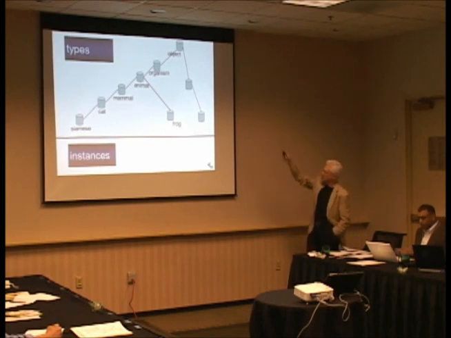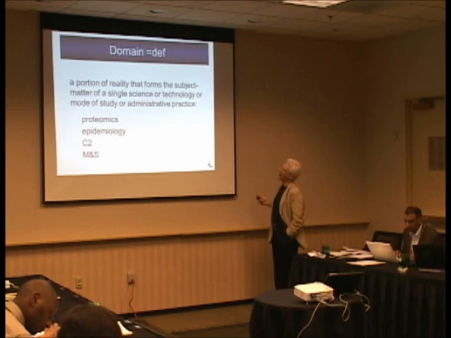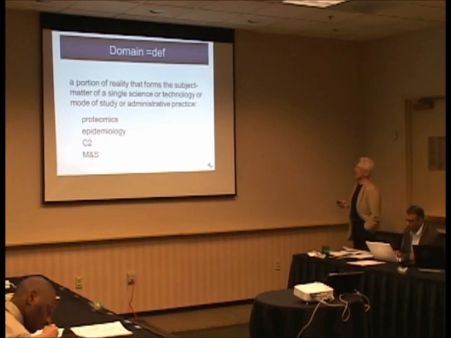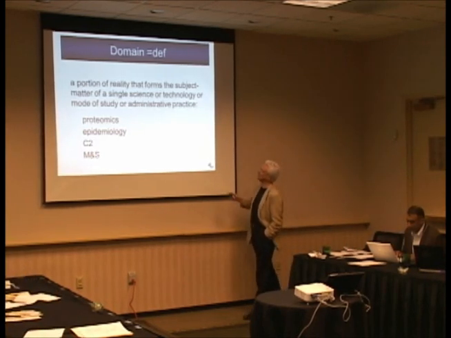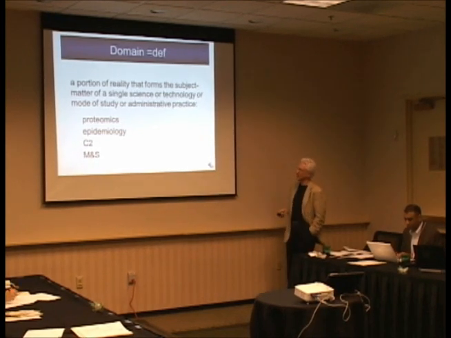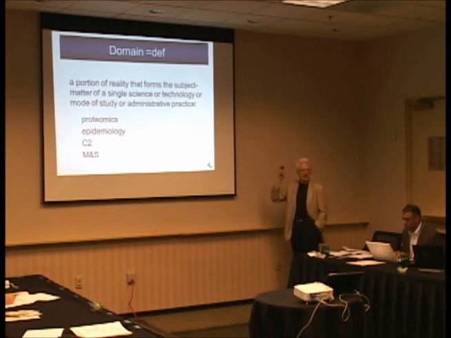So, there are types and there are instances. Now we could define a domain. Each ontology should correspond to a specific domain. A domain is a portion of reality that forms the subject matter of a single science or technology or mode of study and so forth. So proteomics, epidemiology, infectious disease, and so forth.